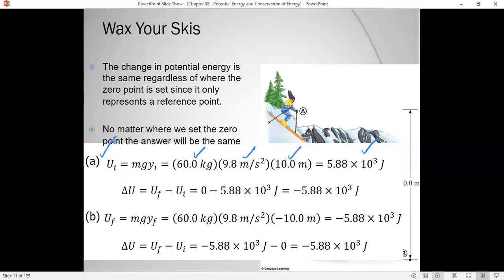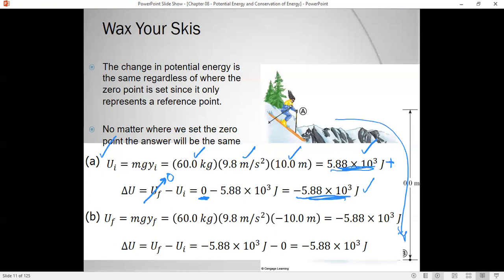As I go down the slope, I go all the way down to the bottom of the slope, my new reference point is 0. So my final potential energy is 0. See, there's that 0. Mg times 0 is always 0. So notice what happened here. I started with a positive potential energy right here. I ended up with 0 potential energy in the end. So my potential energy decreased by negative 5,880 joules.